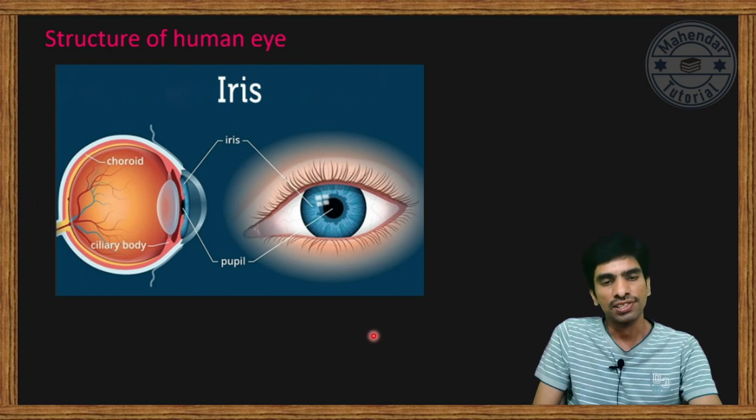Next, here we can see the pupil. Pupil is the black color one in the middle, and iris is the colored portion. So this is the iris, and the middle one is pupil. The light which enters into the pupil doesn't come outside. That's why pupil appears black in color.